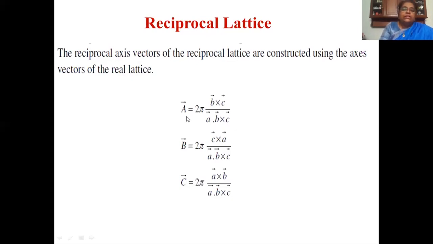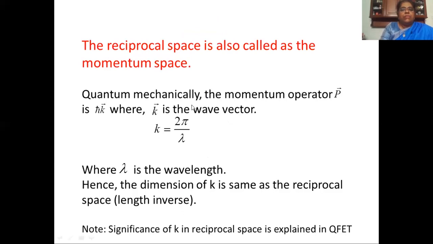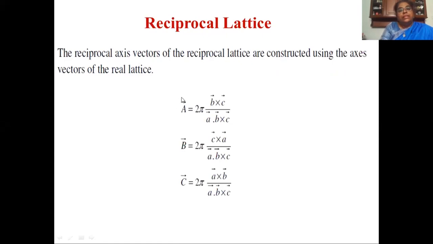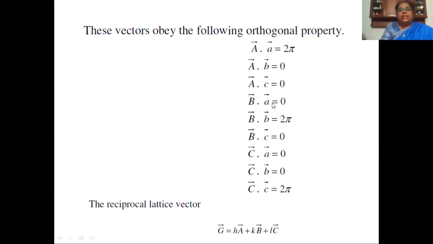So dimensionally, the reciprocal vector A is equal to 2 pi divided by some length. That is nothing but the dimension of length inverse. K vectors have the dimension of length inverse, and that is what I just showed you. So the K vector is the one which is exactly 2 pi divided by lambda, or 2 pi divided by some length in terms of dimension, or K is length inverse. Exactly, this is similar. So these vectors A, B, C are actually in the reciprocal space, our K space. They obey this particular orthogonal property, and their linear combination would give the reciprocal lattice vector. This is also known.